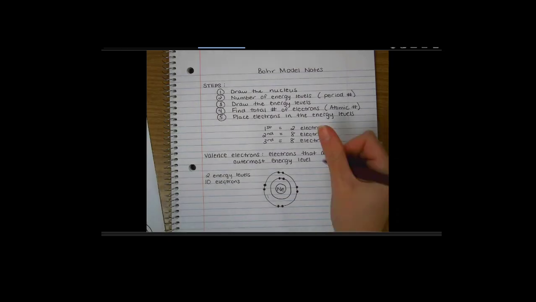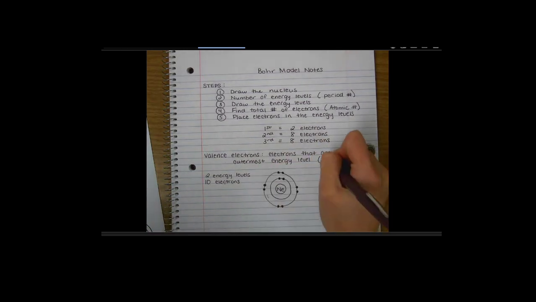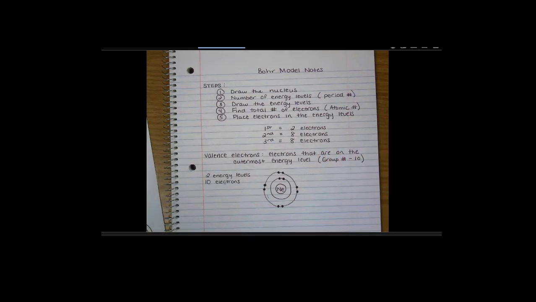Now I'm going to place this equation up here too, so you can write this in your notes. So how to find your valence electrons? You're going to take your group number minus 10. That way you have that in your notes as well. So now let's do another example so that you can also try this.